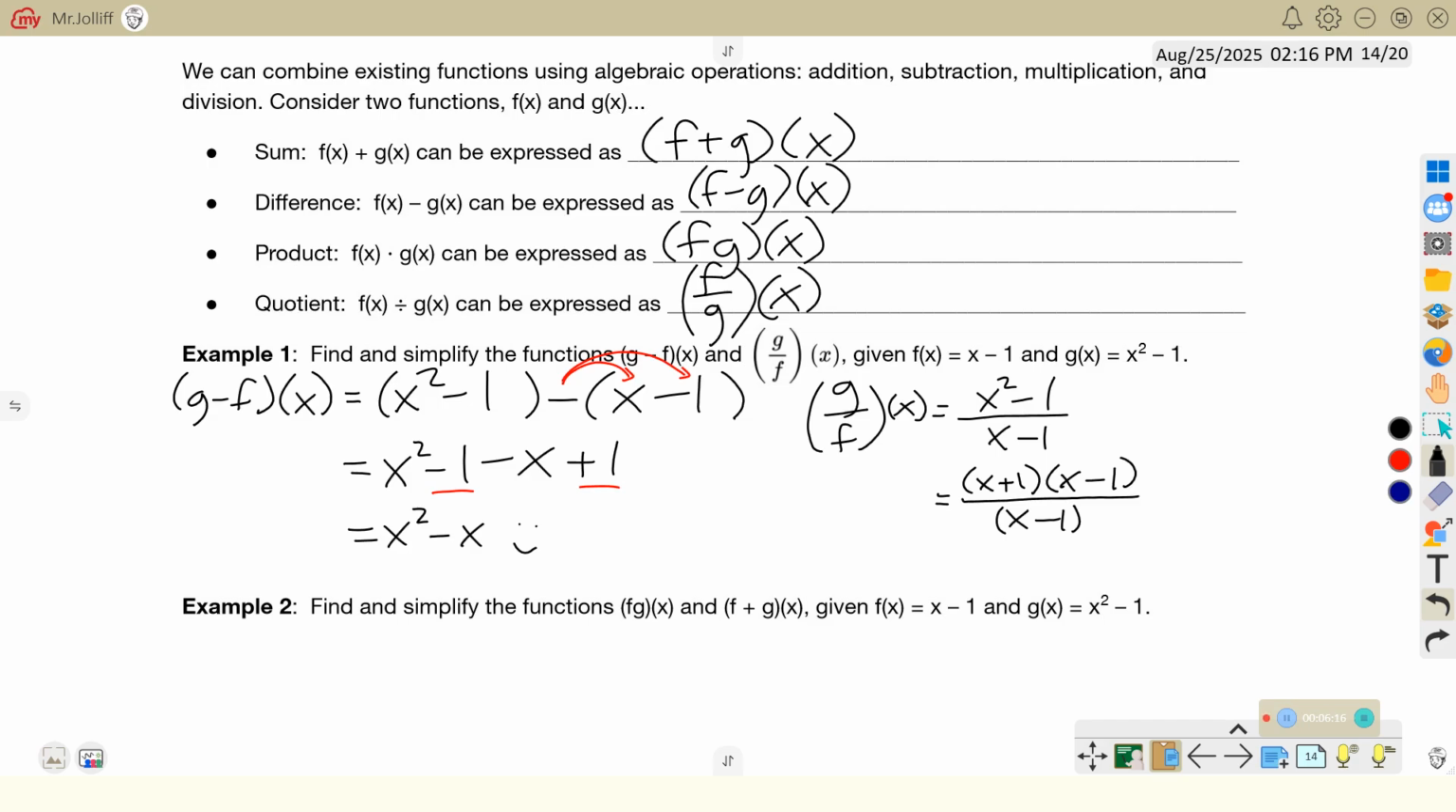Now what can I do? Cancel those terms or those factors, x minus 1, x minus 1. Good. So what am I left with? X plus 1. Happy face.